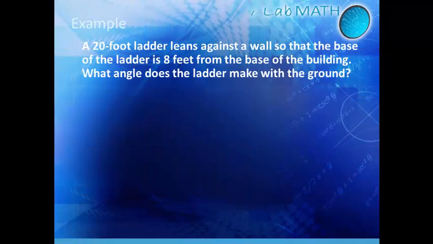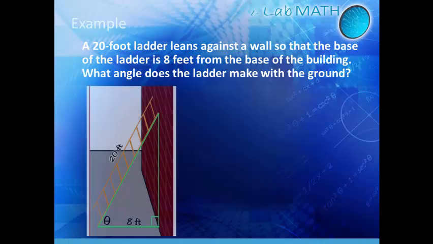Let us have another example. A 20-foot ladder leans against a wall so that the base of the ladder is 8 feet from the base of the building. What is the angle that the ladder makes with the ground? Here is the figure.